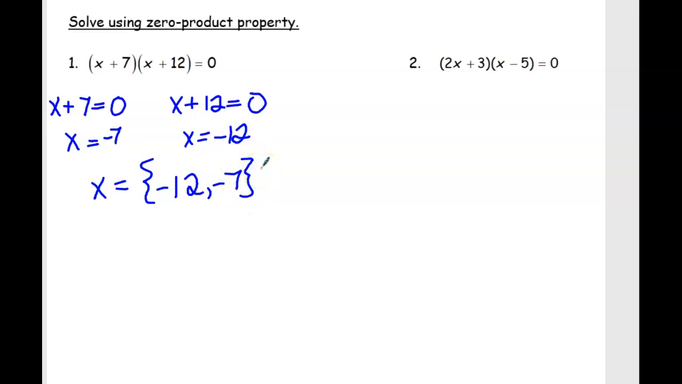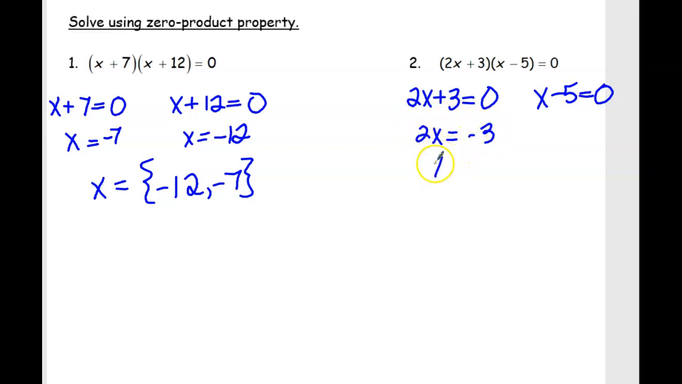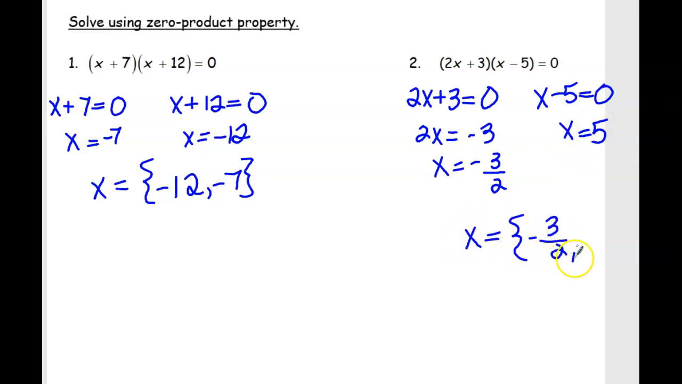All right, number 2, again, we're using the zero product property, meaning if any factor is 0, then the whole equation is 0. So 2x plus 3, we're setting it to 0, and x minus 5, we're setting it to 0. So we subtract 3, we get 2x is equal to -3, and then divide by 2, so we get x is -3/2, and here our x is 5. So our two solutions would be -3/2 and 5.